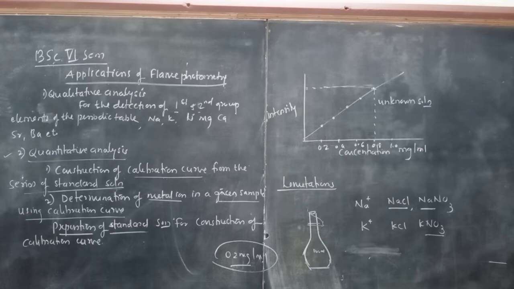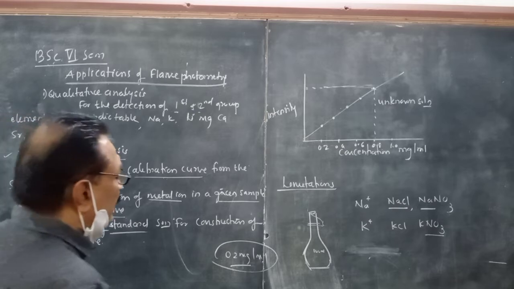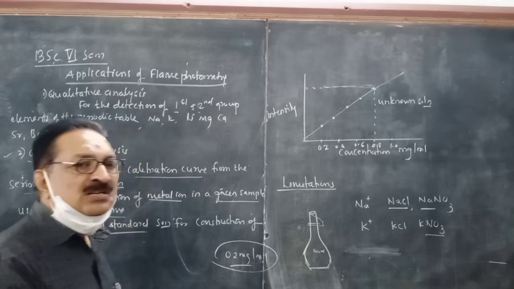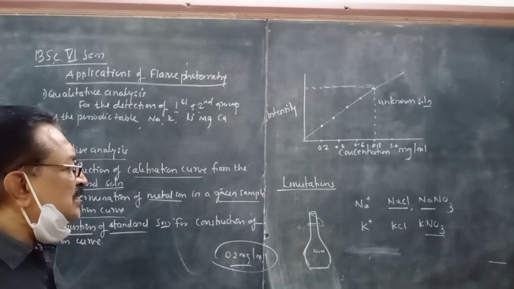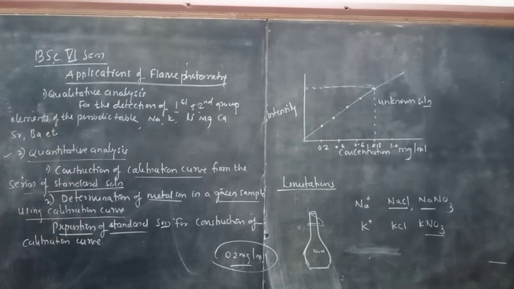Like that, we prepare the 0.2 milligram per ml, 0.4 milligram per ml, 0.6 milligram per ml solutions, and the same process is followed. The solution is ejected in front of the flame, the residue is left, atoms are formed, excitation takes place, and the process continues.